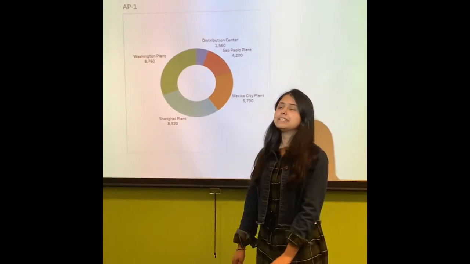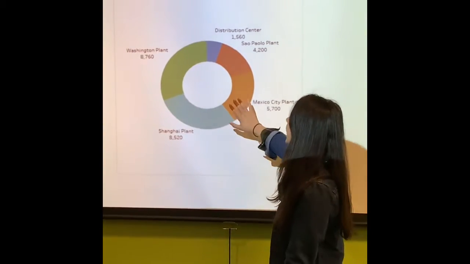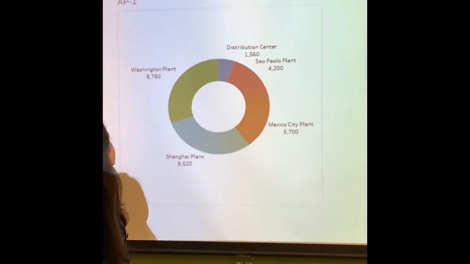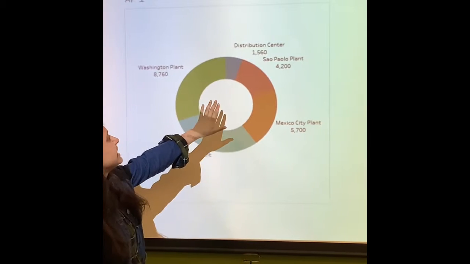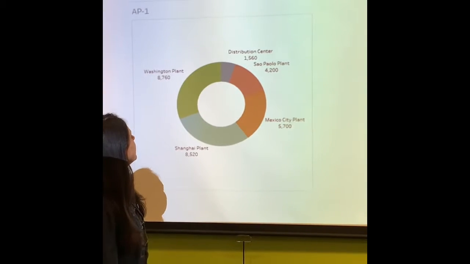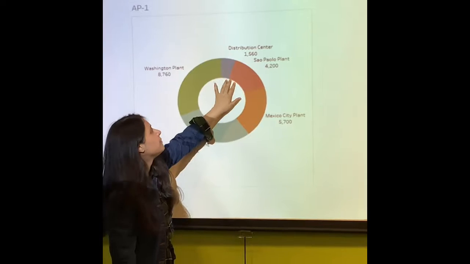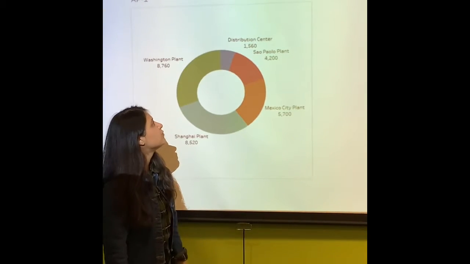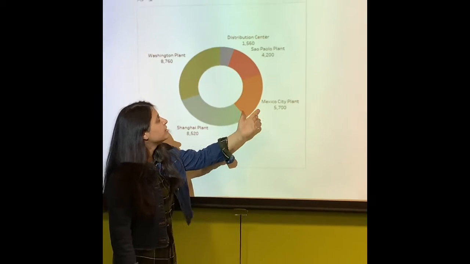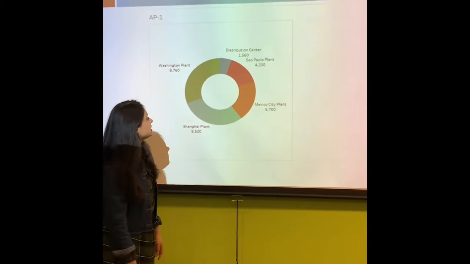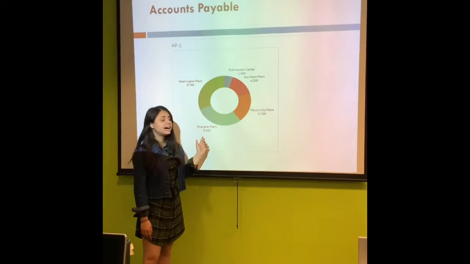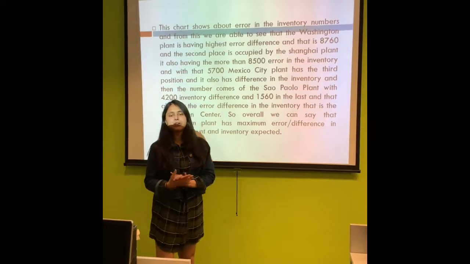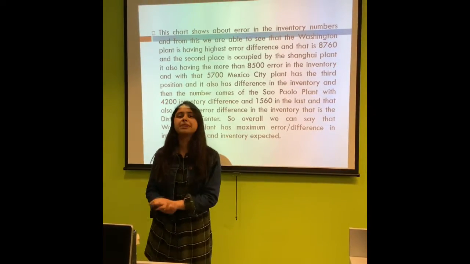This diagram is based on AP1, where the Washington plant has 8760, and the distribution center has 1560, and I think this is the minimum one. As we move further, we can check the Sao Paulo plant, which is 4200, and then the Mexico City plant is 5700, and Shanghai is 8520. So we can discuss what the diagram is actually based on.